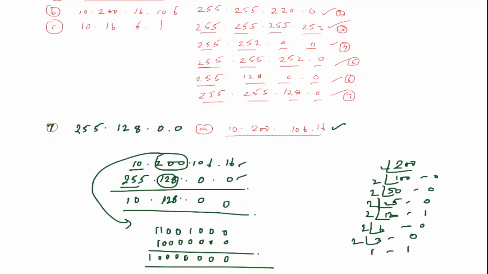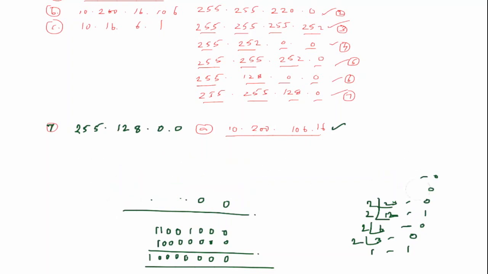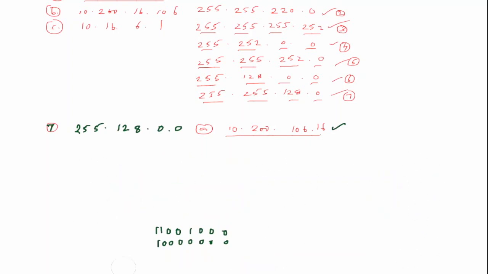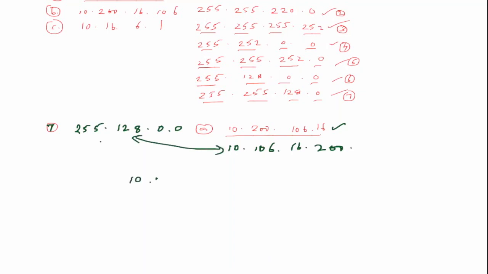Now let us take another example. Instead of 10.200.106.16, let us keep 10.106.16.200. Let us take this IP and the same subnet mask and perform an AND operation here.